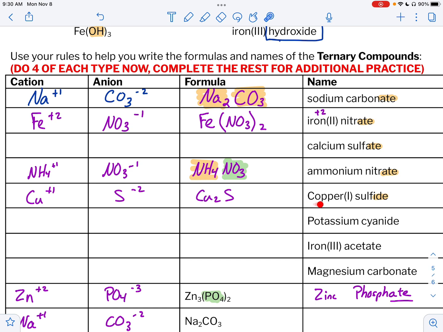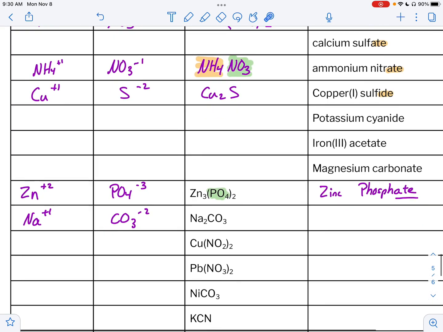Notice if the ending is ide, we're going to use the same binary ionic rules that we had before. This is just copper with a +1 charge and sulfur. So we have Cu2S. No sulfate here. It's a different ending. So kind of be careful with those as we go through it.